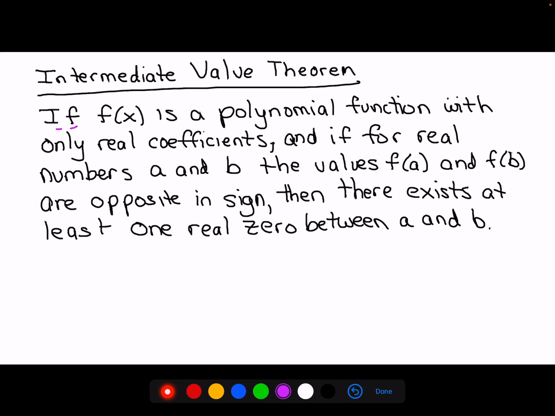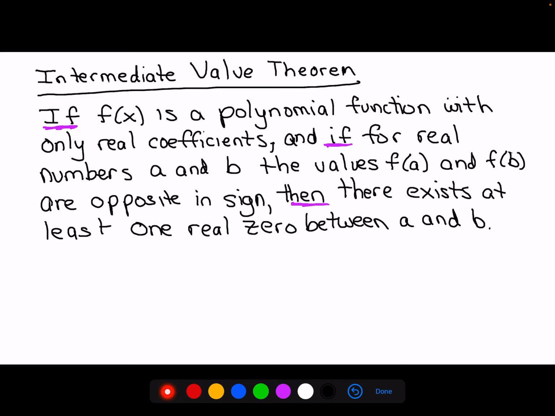Remember, this is an if-then statement. That's going to be important in a few minutes. I'm going to revisit that fact that it's an if-then statement. All right, so we're dealing with a polynomial function, just keeping it real, the coefficients. And we've got two values where when we plug them into this function, the two values come back opposite in sign. If this happens, then we know that between those two values, there's at least one real zero in there.